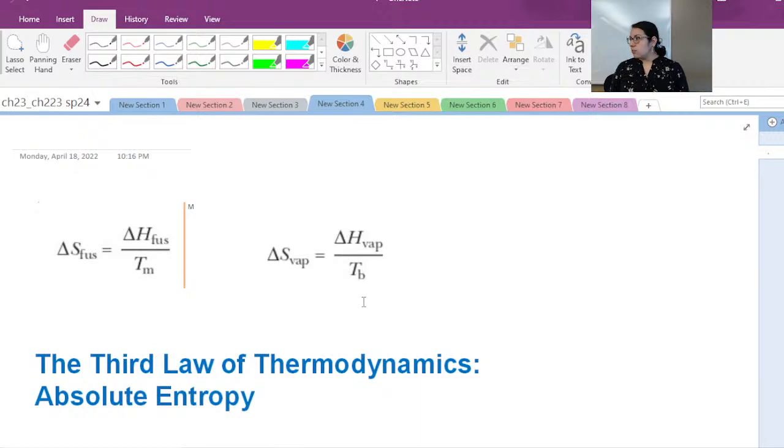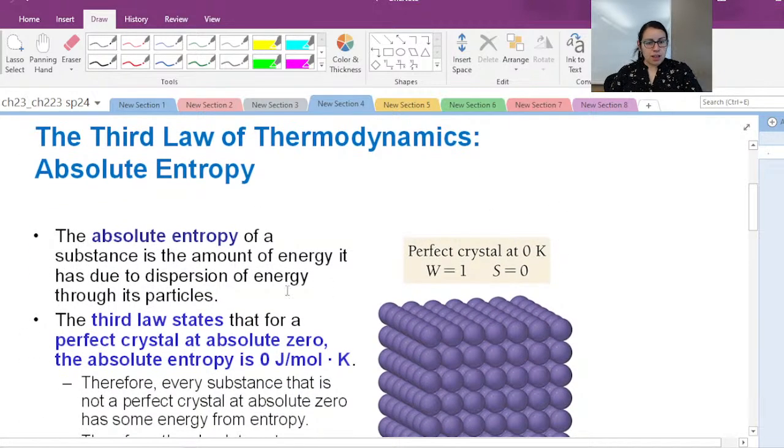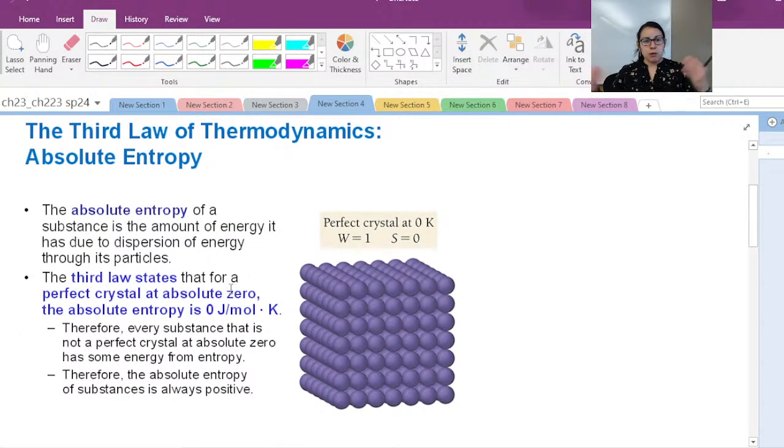And so now we need to do the same thing for entropy, right? So we have to have our standard entropy for all our molecules. And so how we get there is, well, we've got to define what 0 is. And so that's what this is. So absolute entropy. It's saying the absolute entropy of a substance is the amount of energy it has due to dispersion of energy through its particles.